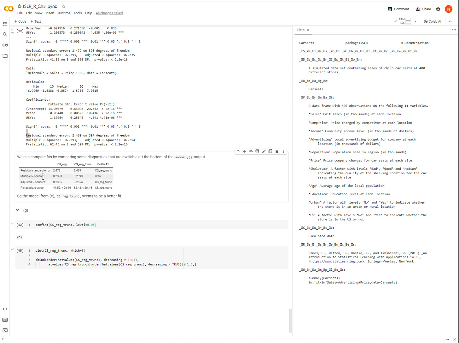Now we want the multiple R squared, which is here. For the two models it's the same, so I'm going to say that it's a draw. But I'm going to come back and expand on that in just a second.